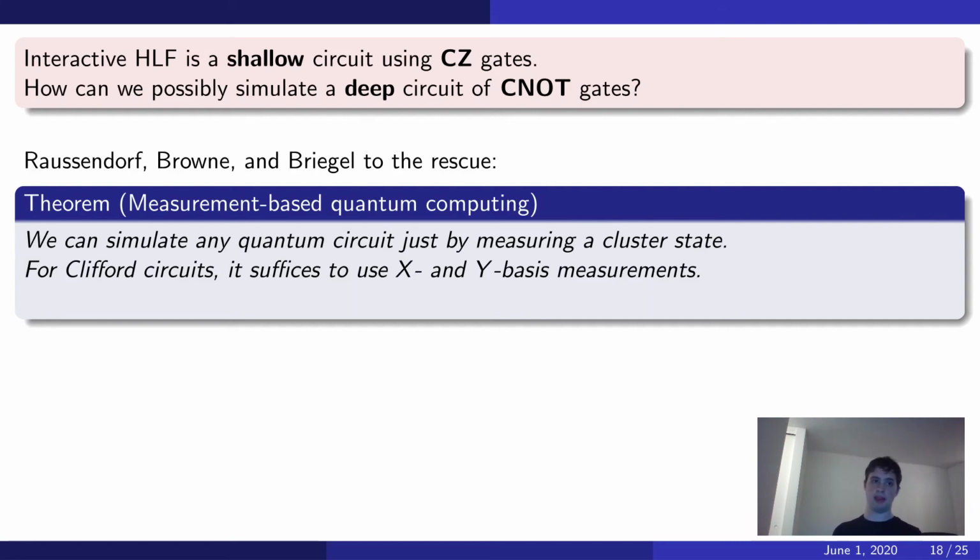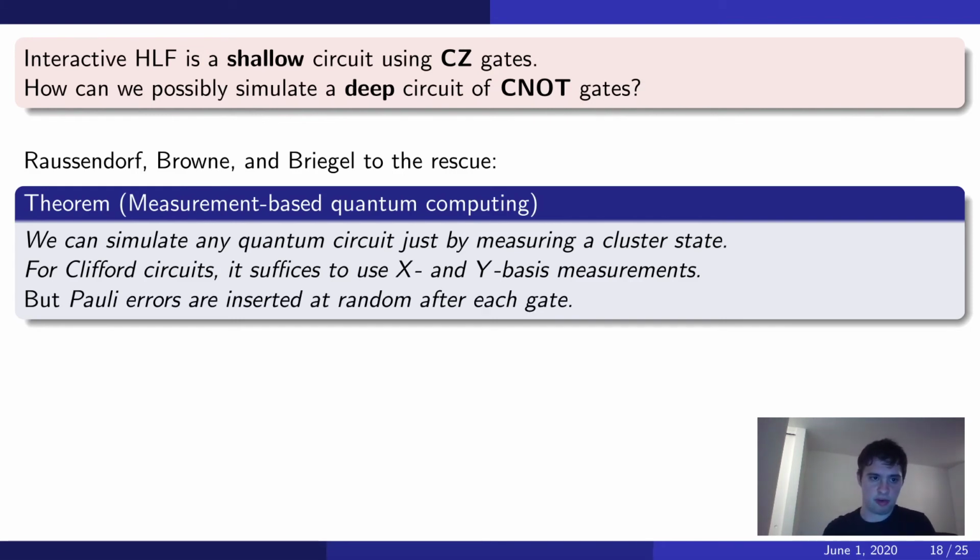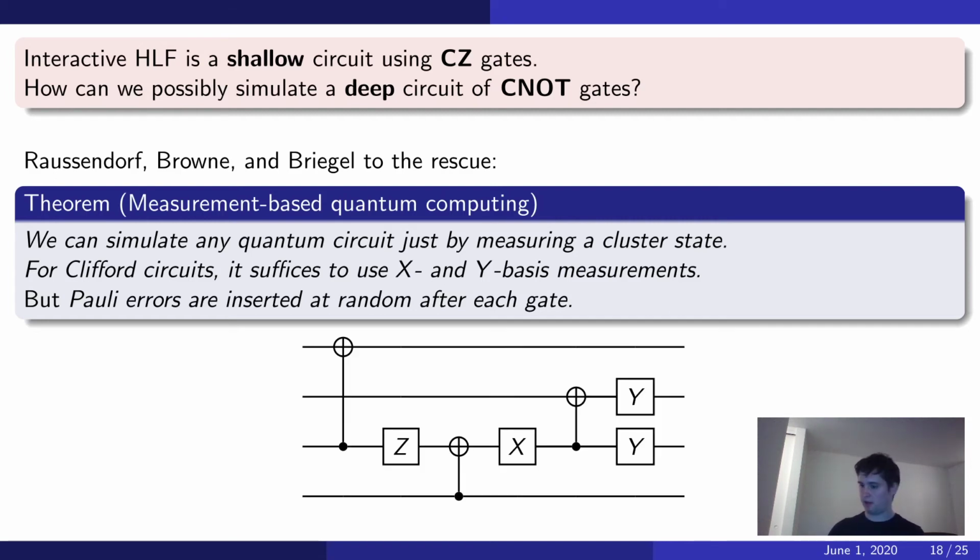And this is perfect, right? Interactive HLF, we construct a cluster state and then we measure it in 2 rounds in just the X and Y basis. And conveniently, that simulates a Clifford circuit, which is precisely what we're trying to do. However, there is a catch. The catch is that Pauli errors are inserted at random after each gate. So what we end up simulating is not the C0 gate circuit itself, but something like this, where there are errors all over the place.